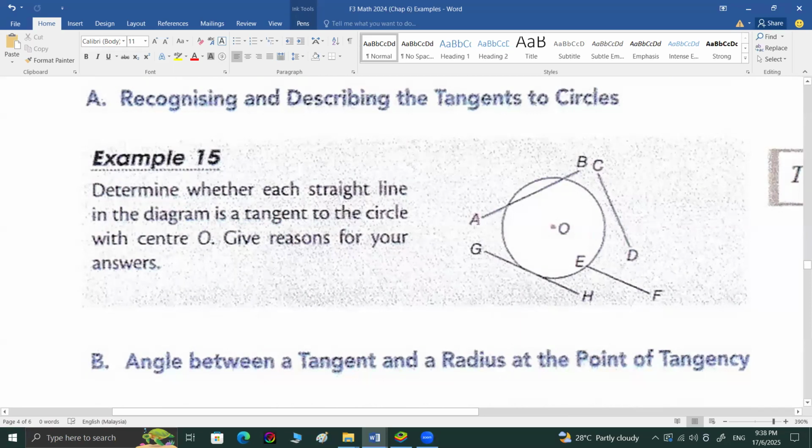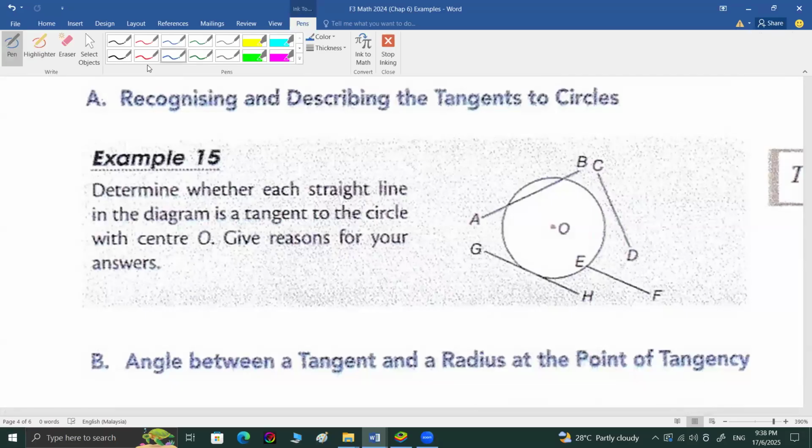intersects the circle at 2 points. You know the word intersects? Bersilang, you know bersilang? Intersects? 交叉. Intersect at 2 points. I repeat, if you're asked to give reasons, you say that no, AB intersects the circle at 2 points.